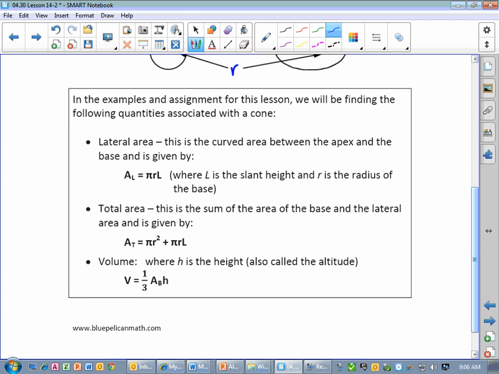Okay, so area of the base plus the lateral area. Now the area of the base is a circle, so it's pi r squared plus pi r L, that's the lateral area, so we get our total area. And then for the volume, it's the exact same as for a pyramid. 1/3 of the area of the base times the height. Okay, so it's a third of that of a cylinder. But again, the area of the base is always the same, so we can even simplify this one step further and say 1/3 pi r squared h. Because it'll always be that for a cone.